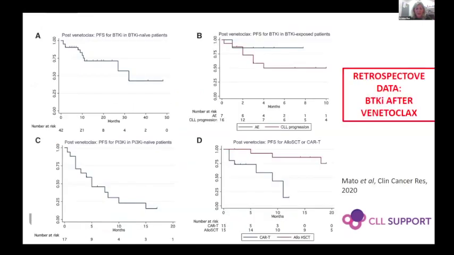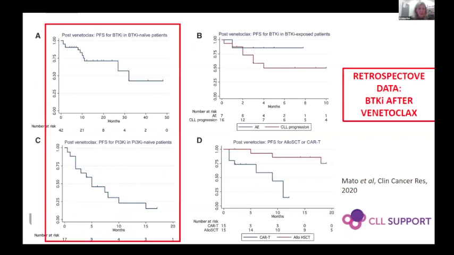Now, there's a couple of different things to pick out here. The first thing in this retrospective study is to just look, first of all, in the panels A and C. If we look in the top panel A, we're looking here at these patients who've had venetoclax, now need retreatment, and they're getting a BTKI, and they've never had a BTKI before. And we can compare that with panel C, in patients who've had venetoclax before, now need another treatment, and are getting a PI3 kinase inhibitor like idelalisib, and they've never had one before.